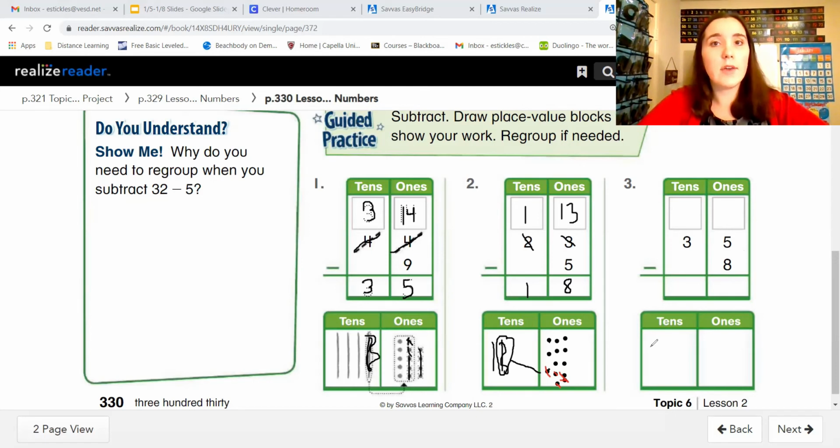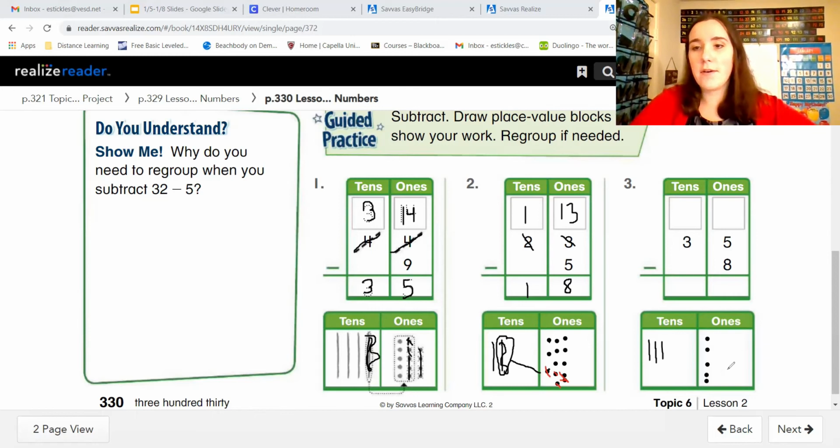Let's draw 35 in place value blocks. There are 3 10s. 1, 2, 3. And there are 5 1s. 1, 2, 3, 4, 5. Now I need to look at my problem and see what I need to subtract. So we have 5 1s and I need to subtract 8. Can we do that? No, we have to regroup.